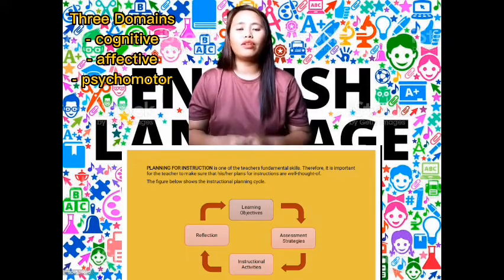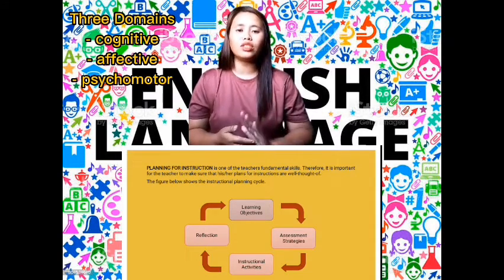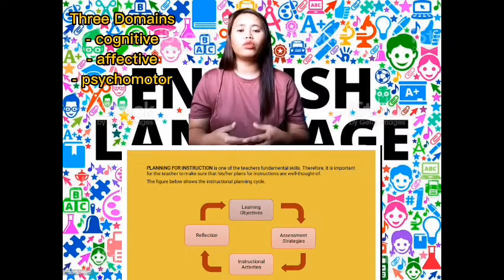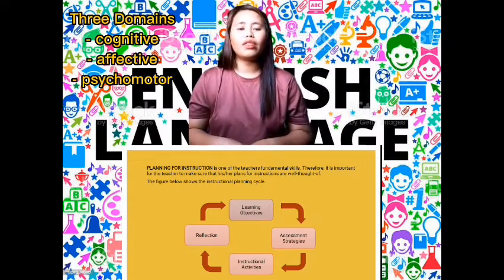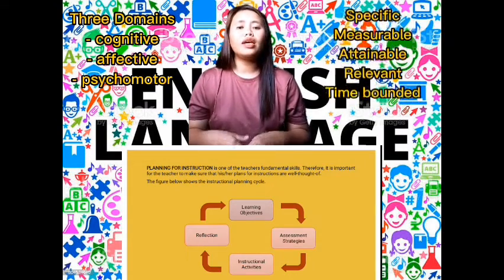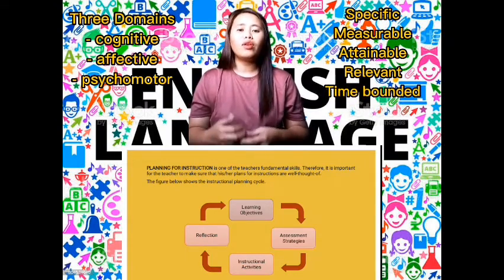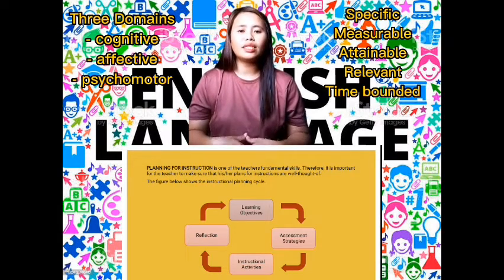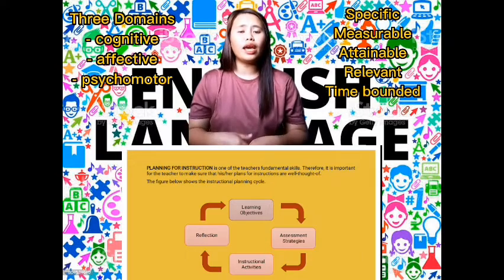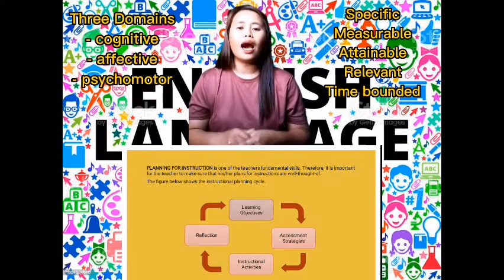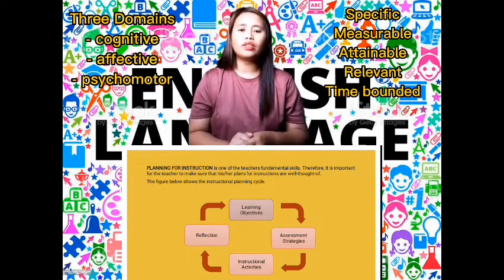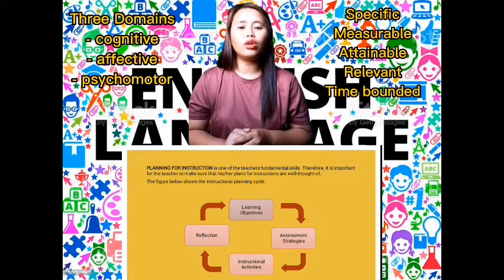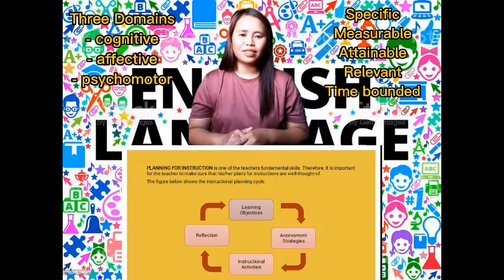And these are, first, cognitive, which is the knowledge; affective, which is the attitude; and psychomotor, which is the motor skills. Moreover, the lesson should be specific, measurable, attainable, realistic, and time-bounded, or SMART. And through this, it enables the teacher to thoughtfully address individual learning needs among students, and it allows the teacher to translate the curriculum into learning activities.